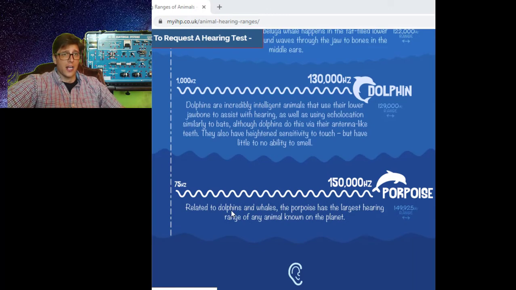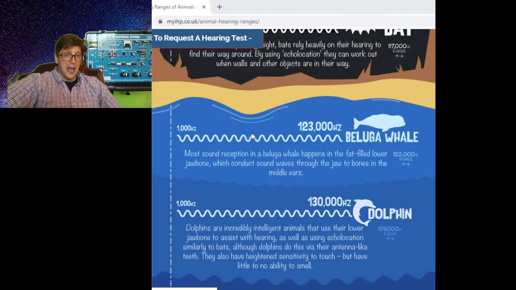However, there are animals that are related to the dolphins and whales that can hear between 75 hertz and 150,000 hertz. That's an amazing range, and they would be able to hear this. But typical dolphins would only be able to hear a range between 1,000 and 130,000 hertz. That's pretty amazing. I think it's kind of cool.